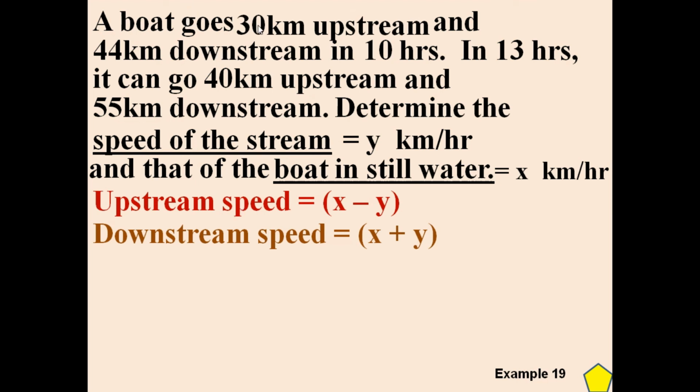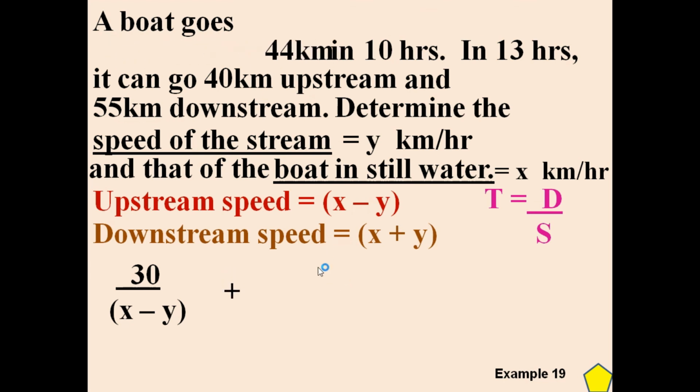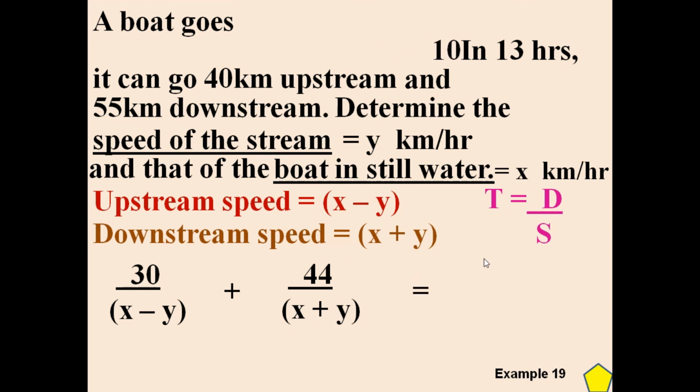Now, the boat goes 30 kilometers upstream, and we are using the formula time is equal to distance upon speed. So, the distance traveled is 30, speed is upstream speed, plus 44 kilometers downstream. That means 44 kilometers is the distance. Speed for downstream is x plus y. Total time: this is the time taken for upstream movement, this is the time taken for downstream movement. Please remember, we took distance upon speed, and the total time is 10 hours.